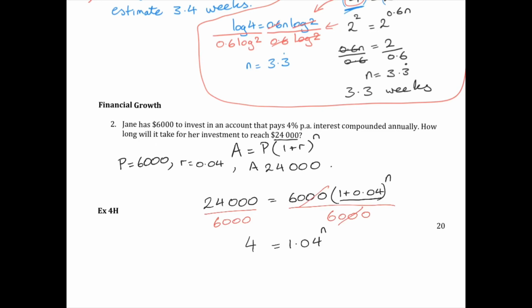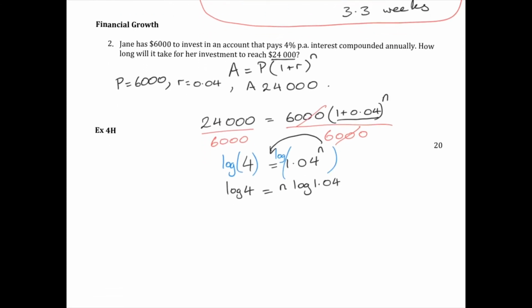So now to work out N, I do log of both sides. Again, you can use base 10 or base E, up to you. I automatically just go log the base 10. So I'm going to do log of this side, log of this side. And what happens? Well, I just get log of 4 equals, the power goes to the front, which is why we're using logs. We're trying to get the power out so I can then isolate it or make it the subject. So I get log of 4 equals N times log of 1.04.